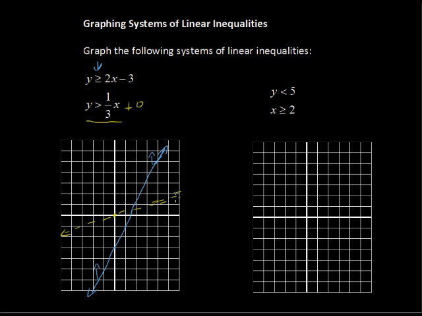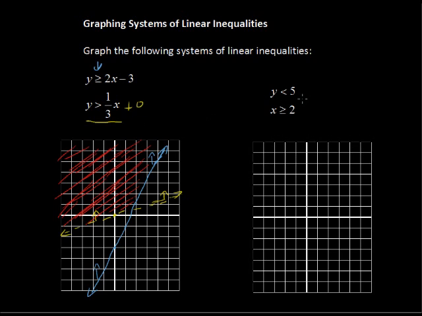So I've got this dashed line, and now I'm going to shade above that. So where would the shading overlap? Well, that is right here in this area, and it goes on forever because these lines go on forever. So this is the graph of this system of linear inequalities.